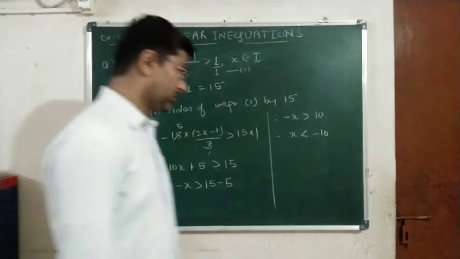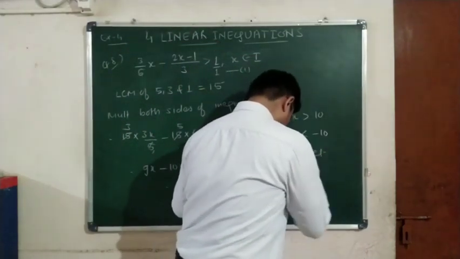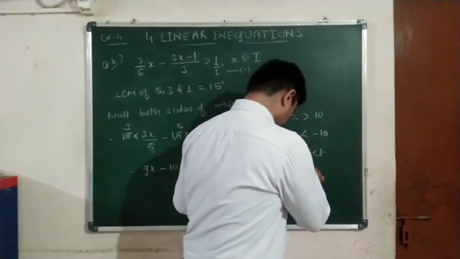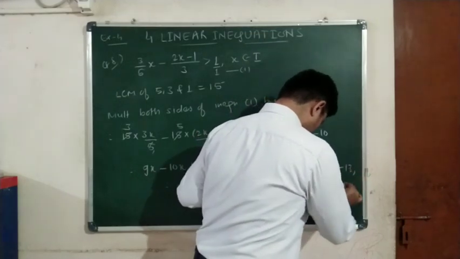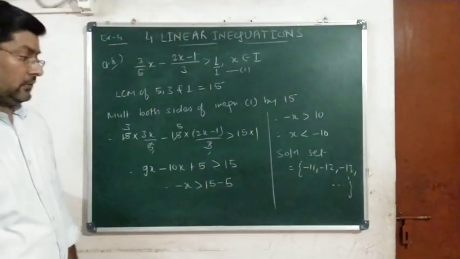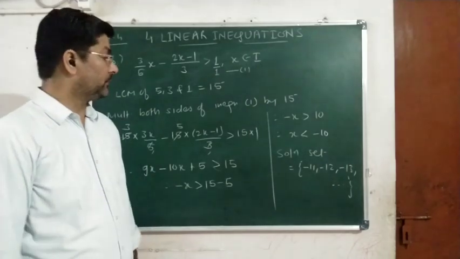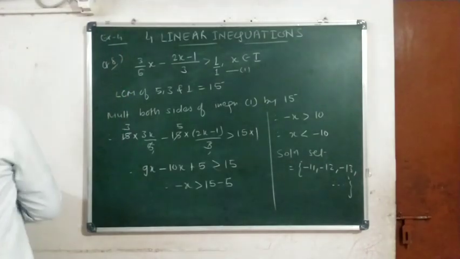Now we can write down the solution set. Therefore the solution set will be integers less than minus 10: minus 11, minus 12, minus 13 and so on, an infinite number of negative integers starting from minus 11. So this is the solution set. Let us represent it on the number line.